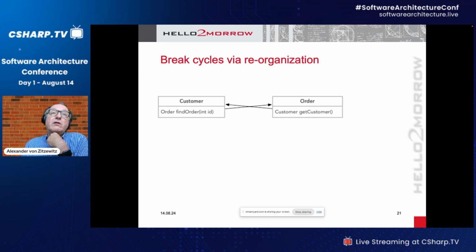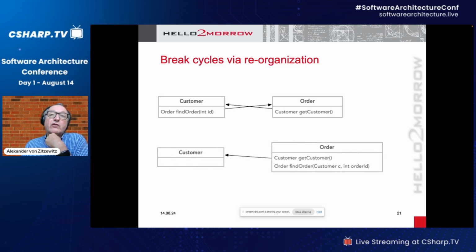Another cycle breakup technique could be reorganization of your code. For example, and that's a classic example here, we have a customer class and an order class. The order knows its customer, and the customer has a convenience function: find the order with number ID that belongs to me. Of course, the correct organization would be that this find order function should belong to the order class and not to the customer class, and then you again get a cycle-free structure.